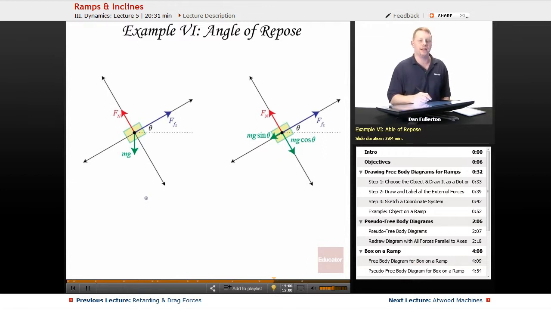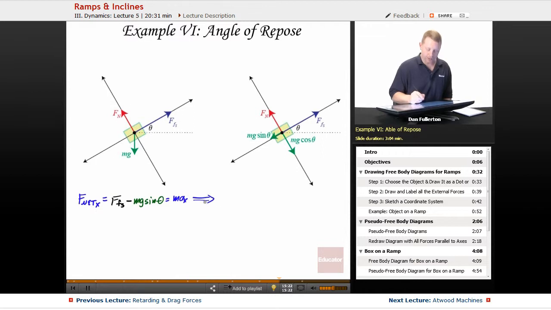Now, if we want to find the coefficient of friction, we'll start by writing Newton's second law in the x direction. The net force in the x direction is going to be, well, we have that force of static friction minus mg sine theta, and all of that must be equal to max. But right at the point where it's just barely beginning to move, that acceleration is 0. So therefore, the force of static friction is equal to mg sine theta.